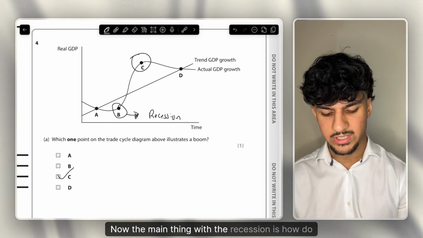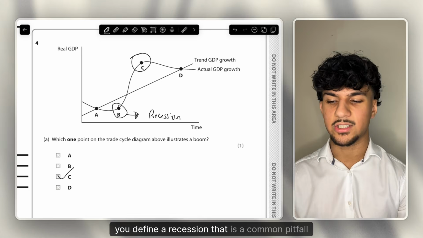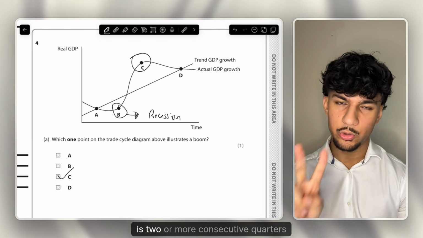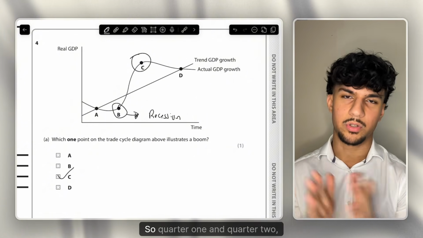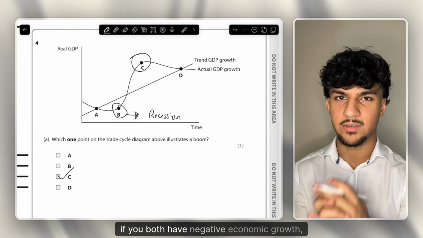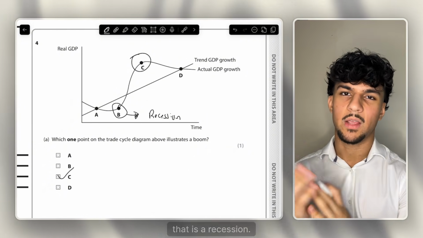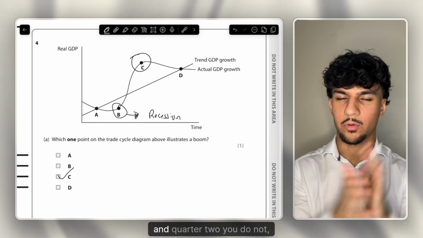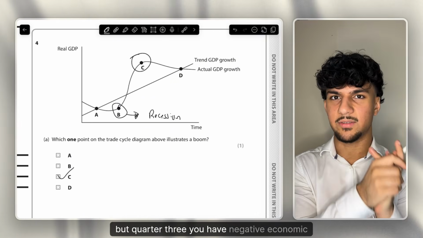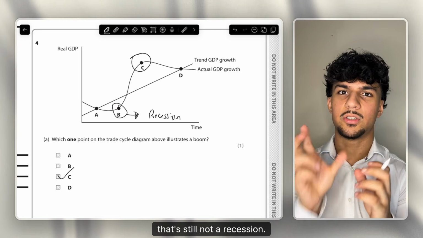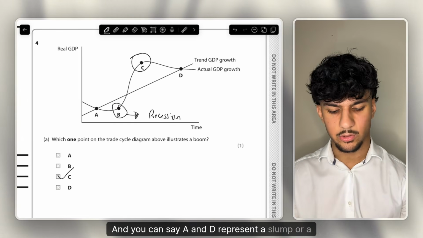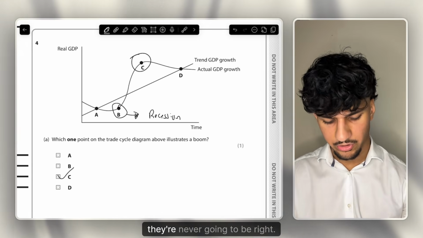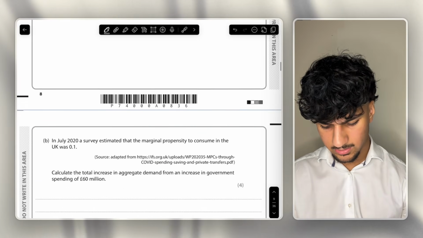Now the main thing with a recession is, how do you define a recession? That is a common pitfall for students. It is 2 or more consecutive quarters of negative economic growth. So if quarter 1 and quarter 2 both have negative economic growth, that is a recession. If in quarter 1 you have negative economic growth and in quarter 2 you do not, but in quarter 3 you have negative economic growth, that's still not a recession. It needs 2 consecutive quarters. And you can say A and D represent a slump or a slowdown, but again, they're never going to be right. So yeah, let's keep going.